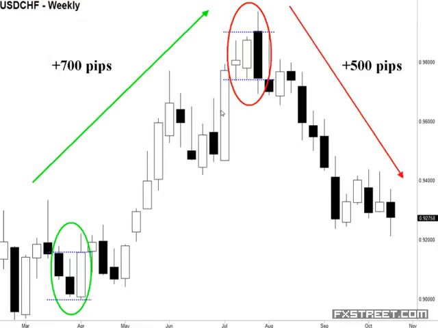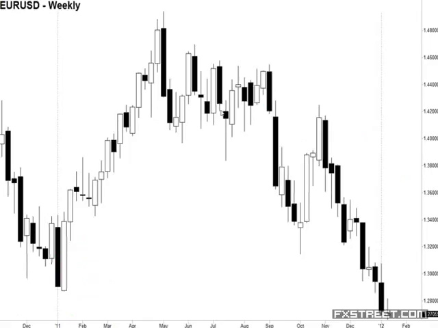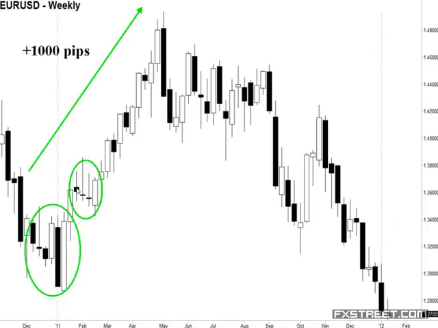We went down 500 pips in the next 2 or 3 months. If we want to go back even further, let's look at a weekly chart going back to 2011 of the euro dollar. Okay? Now, as we see at the very bottom here, we had a bullish engulfing pattern plus 1, 2, 3, 4. We had another bullish engulfing pattern plus 1, 2.